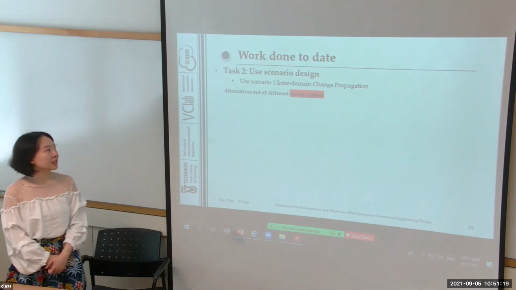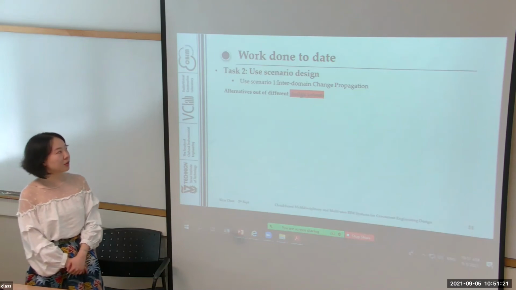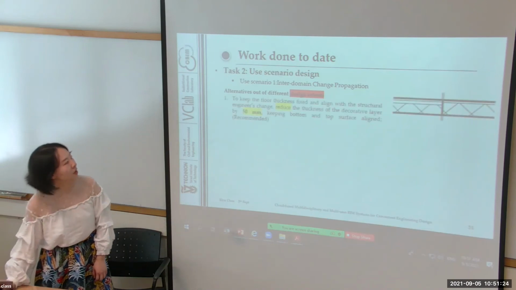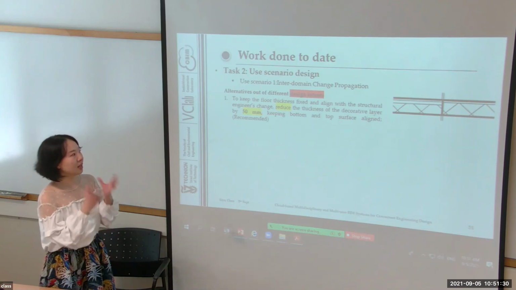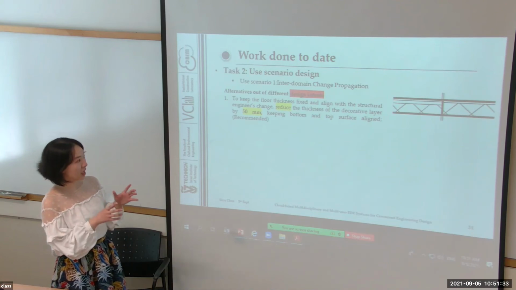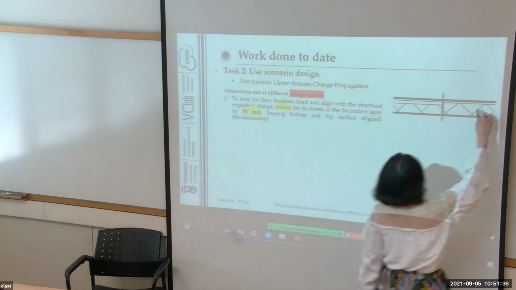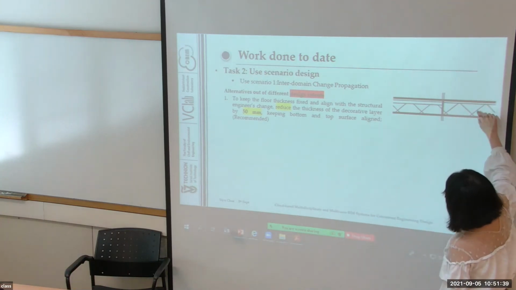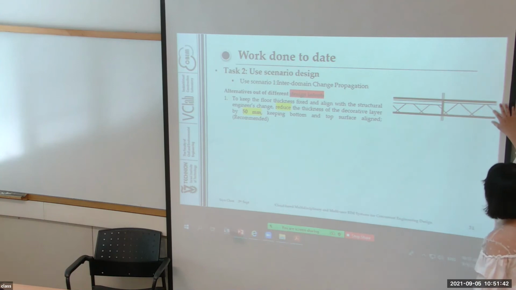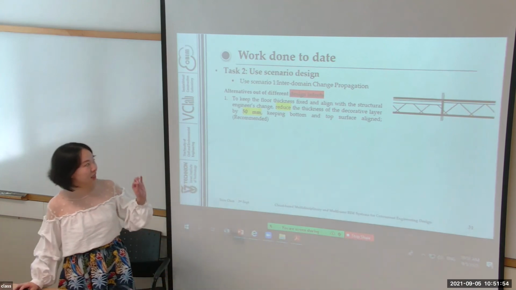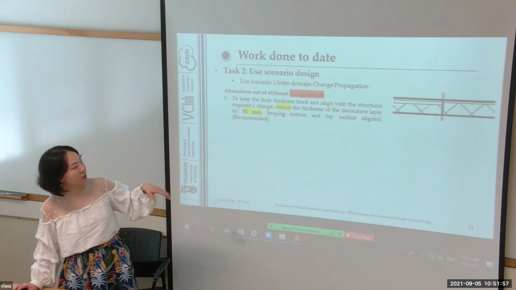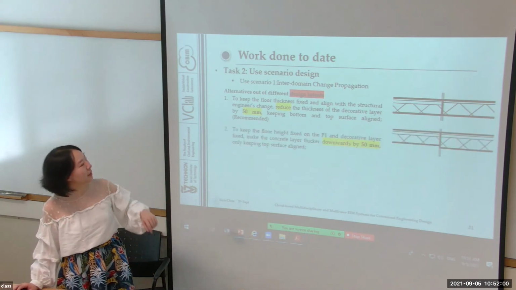Therefore, the system comes up with four options out of different design intents. The first option is that I want to keep the floor thickness fixed, and then align with the structural engineer's change. So here they raise up the concrete layer by 50 millimeters, and then reduce the decorative layer by 50 millimeters, so that they can keep the thickness fixed and also keep the bottom and top surface aligned. This is the recommended option.